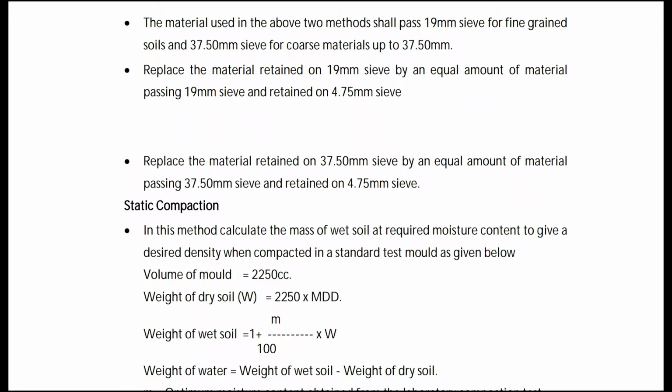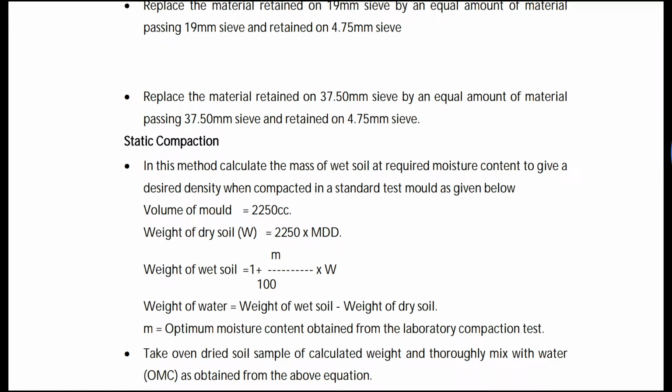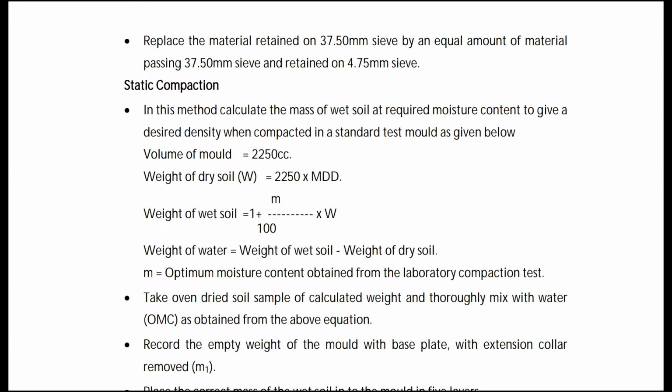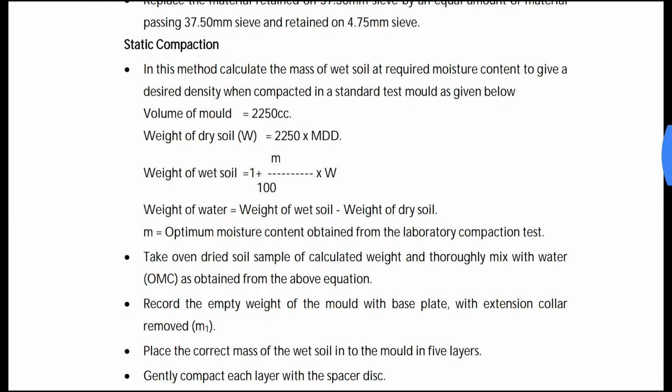Replace the material retained on 19 mm sieve by an equal amount of material passing 19 mm sieve and retained on 4.75 mm sieve. Replace the material retained on 37.50 mm sieve by an equal amount of material passing 37.50 mm sieve and retained on 4.75 mm sieve. Static compaction.